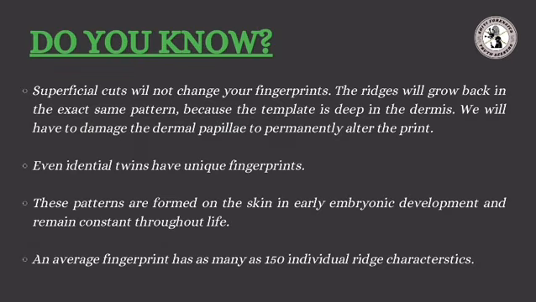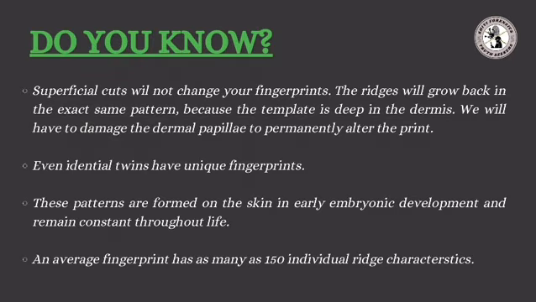Now, a curious mind must think, what about twins? They have everything similar, so are their fingerprints also the same? Here's the catch. Even identical twins have unique fingerprints. This is because fingerprints are formed due to the random pressure by the amniotic fluid on the embryo during the embryonic development and are not dependent on the genes. These patterns are formed on the skin in the early embryonic development and remain constant throughout life. This uniqueness and individuality of our fingerprints is what makes them very crucial evidence in investigations.